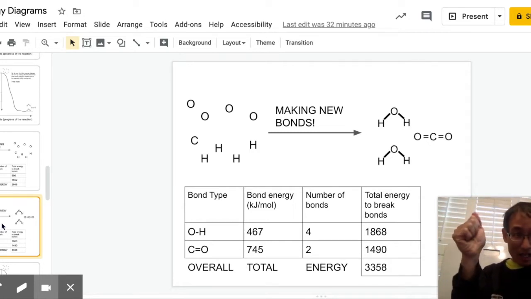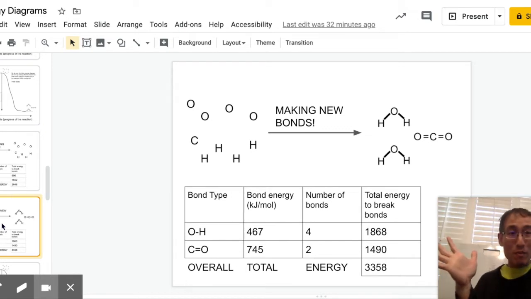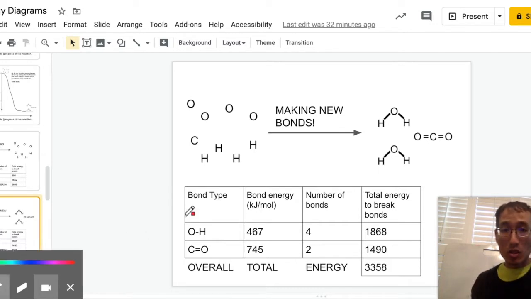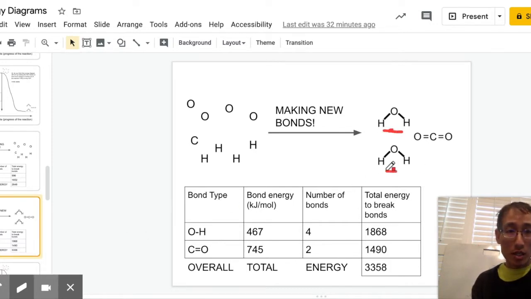Okay, and now they snap back together, but they form new things. In a chemical reaction, we form new things. And so now we have water, and we have carbon dioxide, and we formed these two OH, so 4 OH bonds. So here, 1, 2, 3, 4. That's 1868 kilojoules. And then this carbon dioxide, CO, it's a double bond. We have two of these, one here, one here. That's 1490. So we add that up, and that's 3,358.